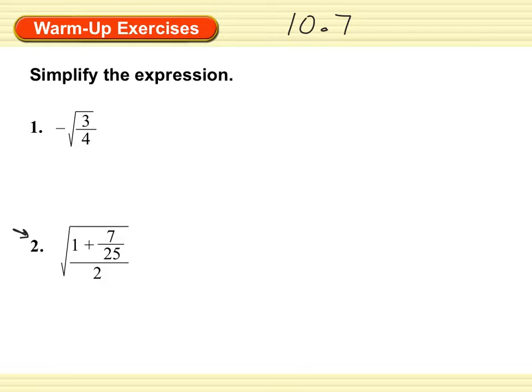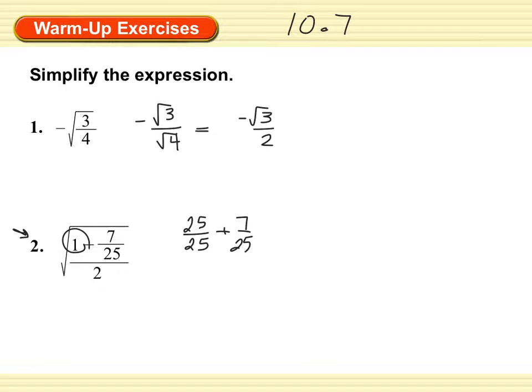All right, so to simplify number 1, I can take the radical of the top and the bottom, and that gives me negative radical 3 over 2. On number 2, though, it's a little bit more difficult. I'm going to change the number 1 into 25 over 25 plus 7 over 25, all over 2. I know that 2 is always over a 1. So that numerator turns into a 32 over 25.